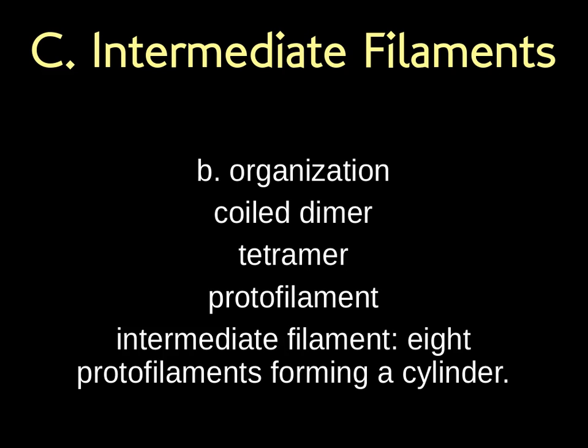And then we get another one kind of like this, another one kind of like this, and then we get essentially two of these on top of each other, and then we get a protofilament. We take 8 protofilaments, form them into a cylinder, and we get the intermediate filament. So hold on a second, I'll show you what we're talking about here in just a minute.